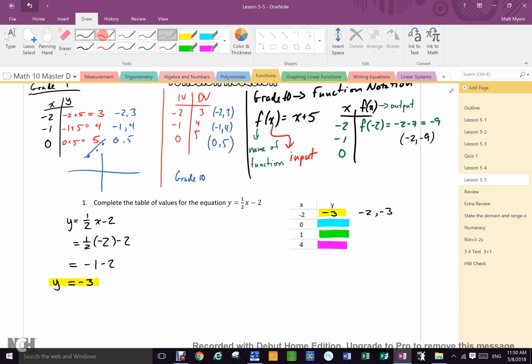Great. Now, what's the next one I'm going to do? I still have y equals 1/2 x minus 2, but what's my new input? 0. 1/2 times 0 minus 2. What is 1/2 times 0? 0 minus 2?